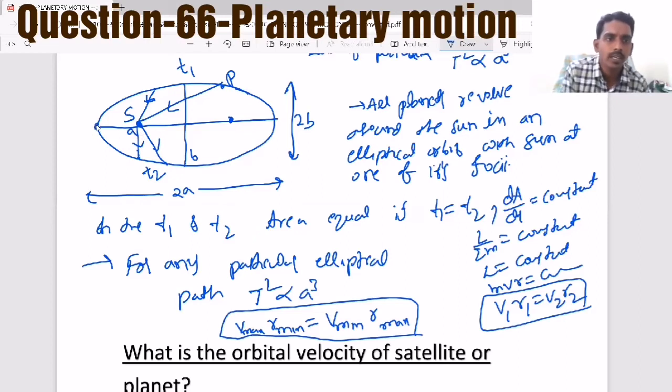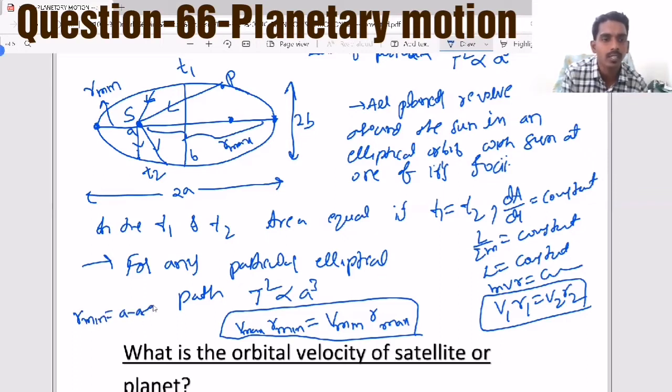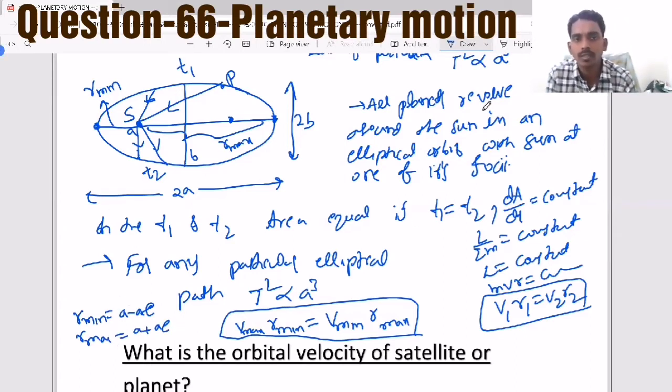Like when the planet is here, then R is minimum, and when the planet is here, this is R maximum. Now R minimum is A minus AE and R maximum is A plus AE, where E is called the eccentricity of the ellipse. So they will mention that constant value in the question.